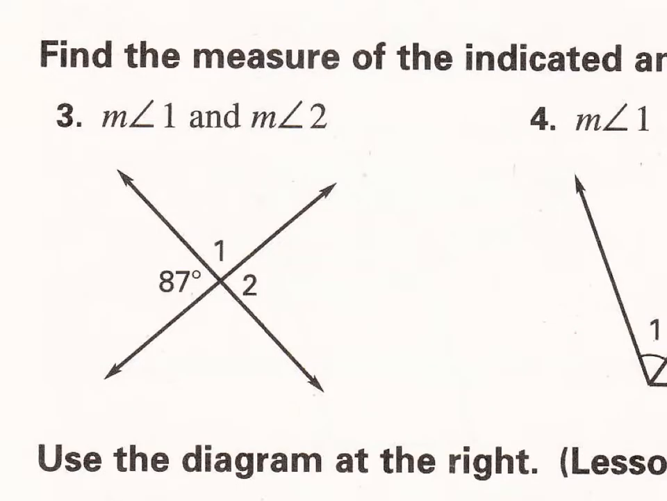Here in number 3, you need to find the measurement of angle 1 and then also of angle 2. Pay attention here, take a look at what these two angles here make. A straight line, so that should help you find angle 1, or to find angle 2. Remember, if you've got two angles that are back to back, like number 2 and this 87 are, they're called vertical angles. That should help you out.